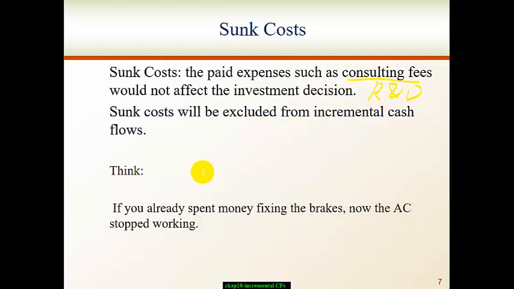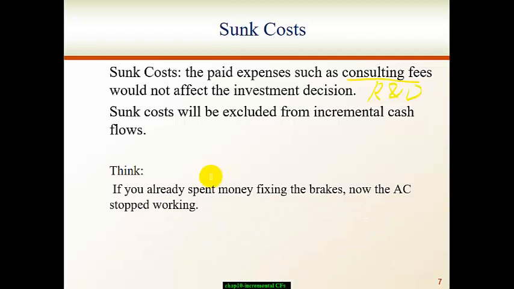I want you to think about an example. Suppose you already spent some money fixing the brakes. Now your car still has another problem. The AC stopped working. So the money spent on fixing brakes is one type of sunk cost. It's not going to affect your choice whether you're going to spend more money to fix the AC, or sell your car.